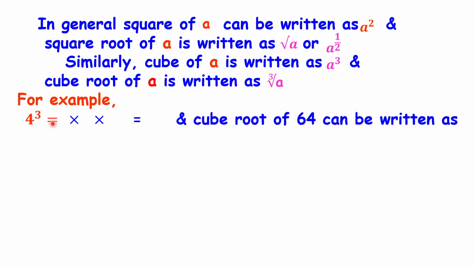For example, 4 cube means the multiplication of 4 three times, such that 4 into 4 into 4 is equal to 64, and cube root of 64 can be written with the radical sign of cube root, 64 is the base, or 64 raised to 1 upon 3. Note that 64 raised to 1 upon 3 means cube root of 64 is equal to 4.